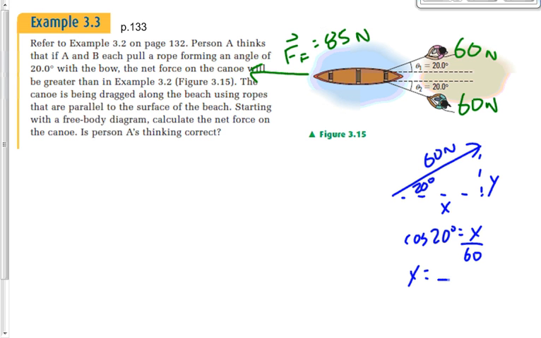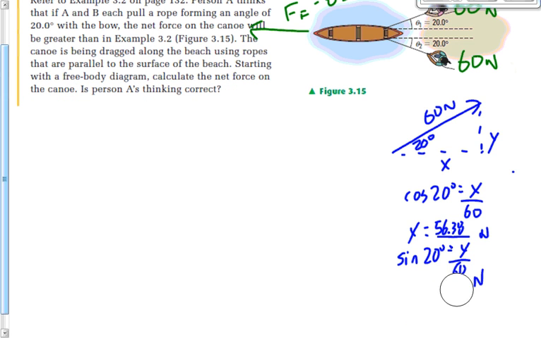Somebody get that value for x. Sine 20 degrees is equal to y over 60. Somebody get the value for y, please. Who's got x? 56 point what, Abby? Okay, 56.38 newtons. What's the y component there? 60 sine 20. I get 20.52. Right?